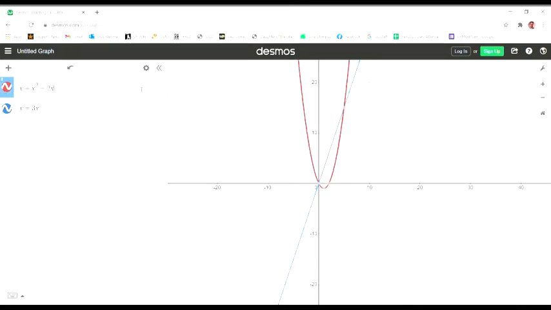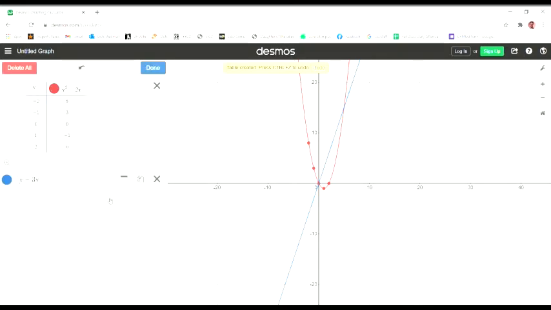You can also check by going to the table and seeing which points are on both of them. 0, 0 is here, 0, 0 is here. And if I plug 5 into this, I should get 15. If I plug 5 into this, I should also get 15. Just telling me, we're right. Our graph supports the idea.